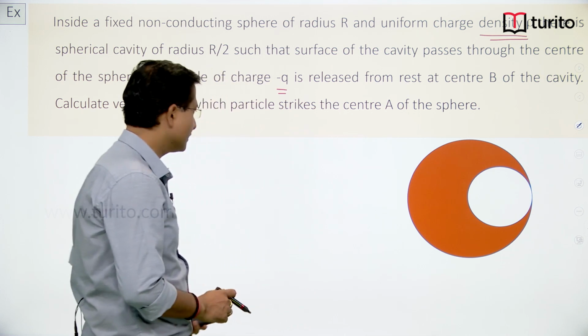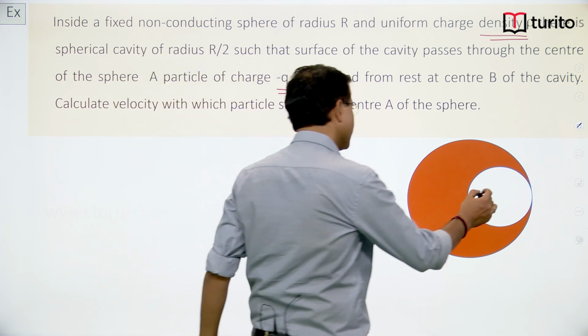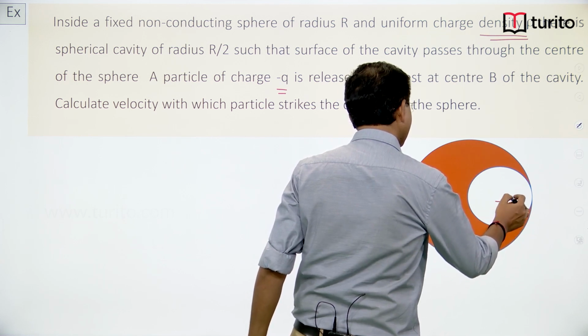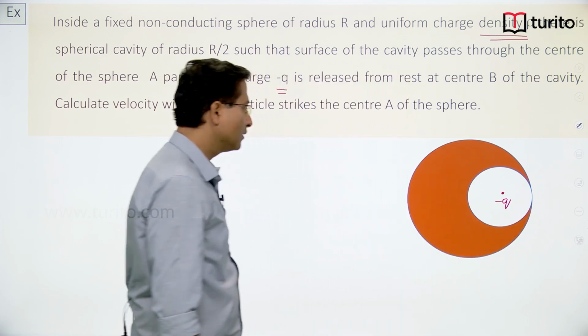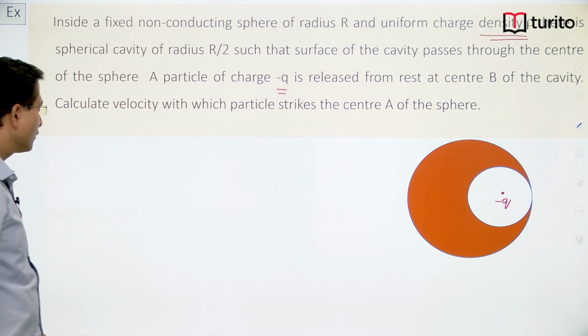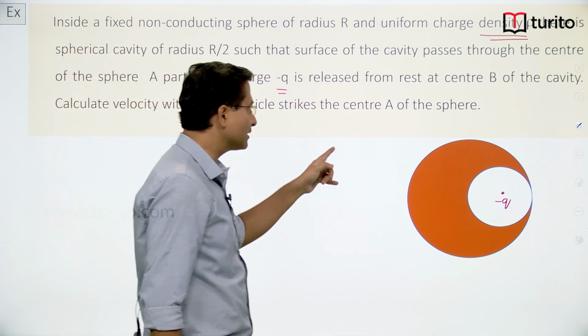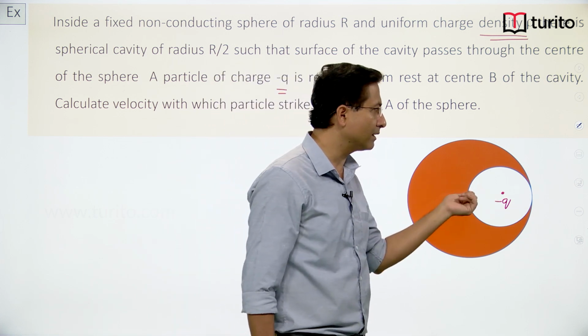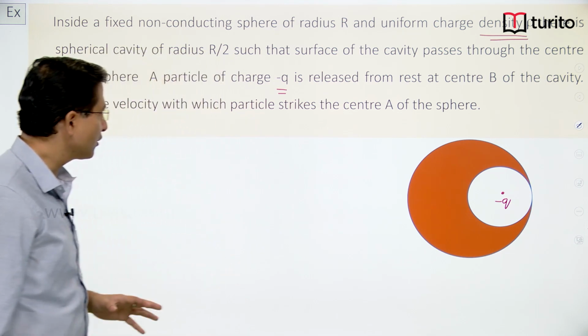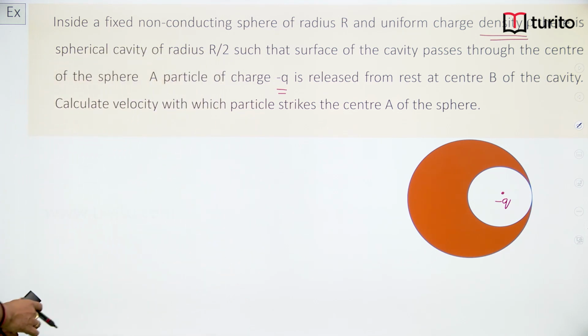And here what we are doing, we are releasing minus q from the center of the cavity. Find the velocity with which the particle strikes the center of the sphere. So the particle will move and it will strike the center of the sphere, and with what velocity it will strike, that we need to find out, calculate the velocity.